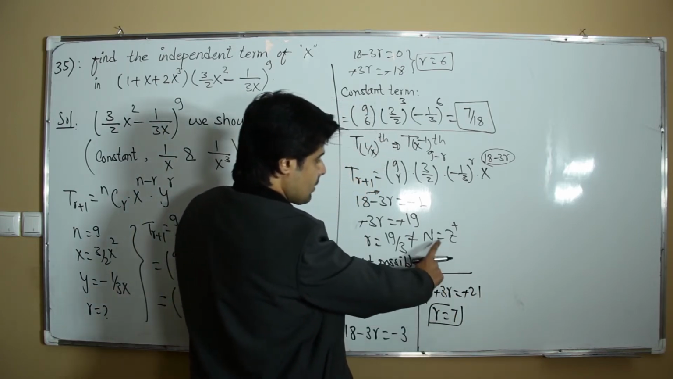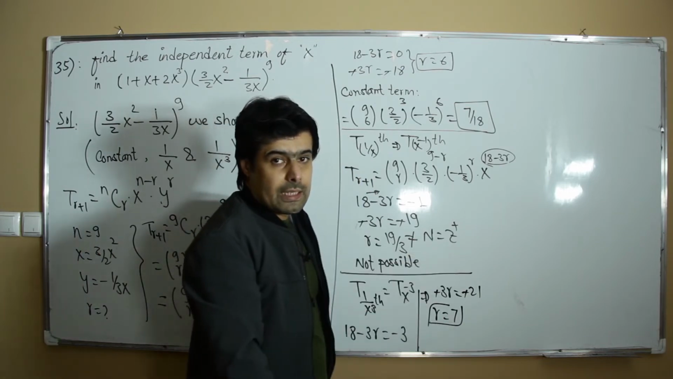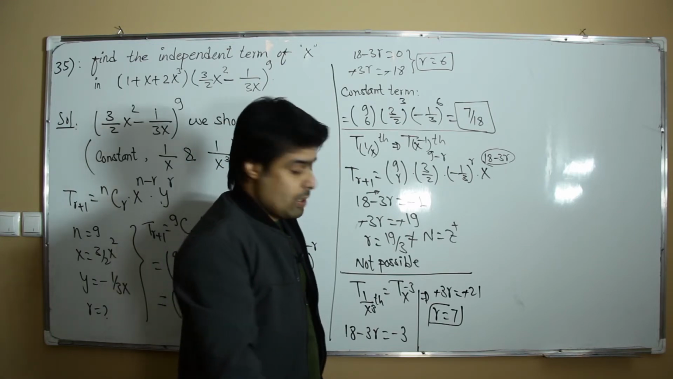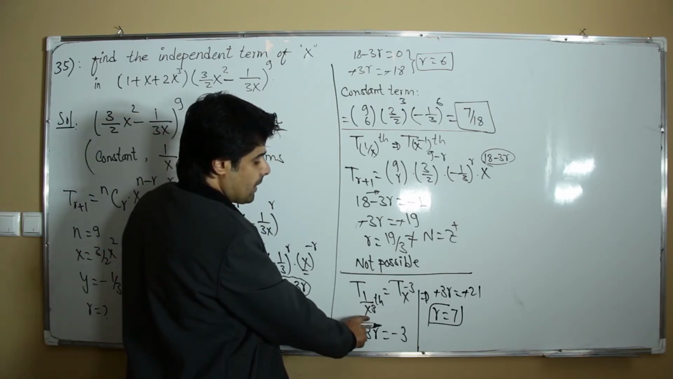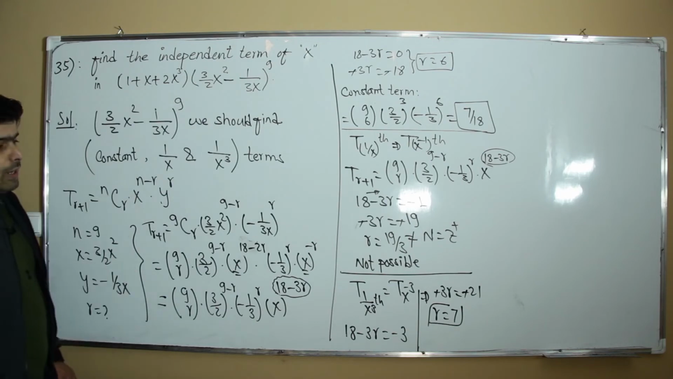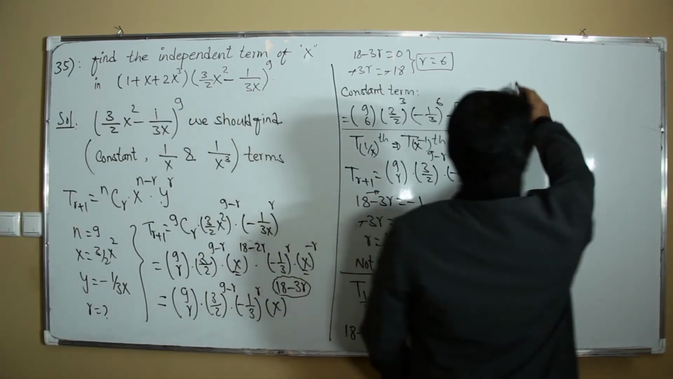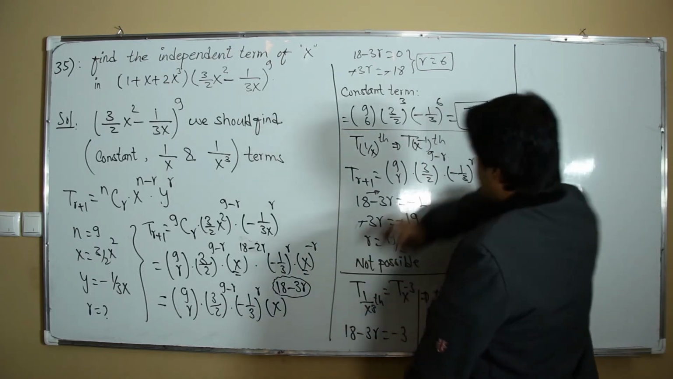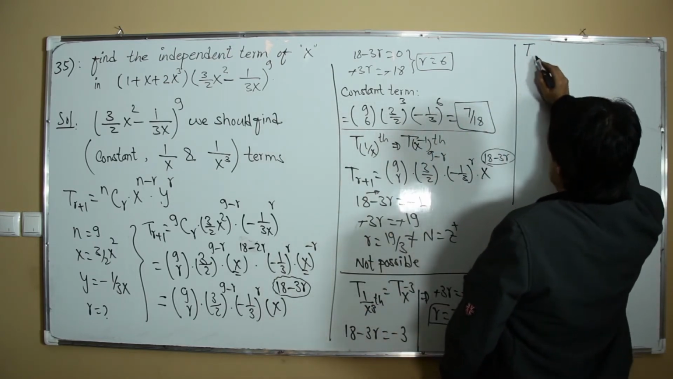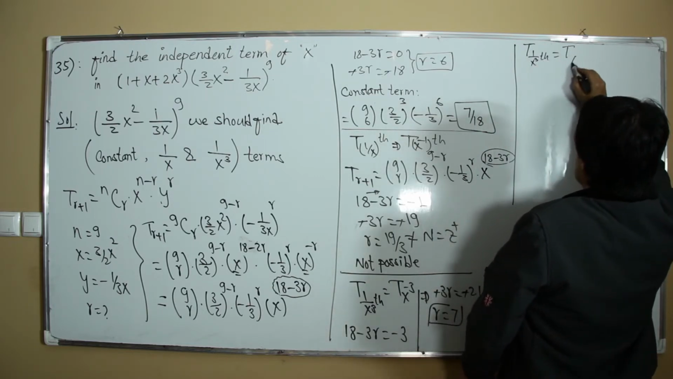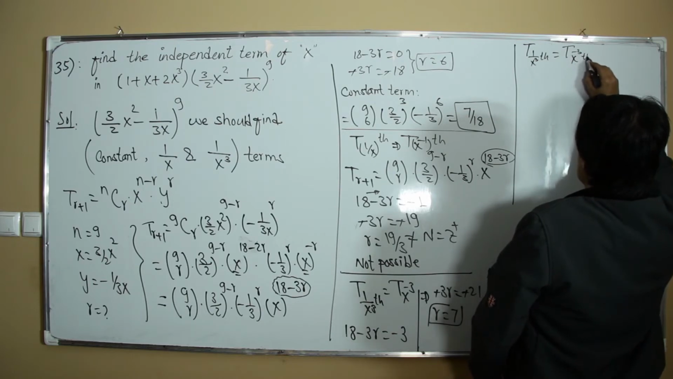Now, is this one a natural or positive integer number? Yes. It means we have a term which has 1 divided by x cubed variable. In which expansion? In this expansion. Now, what is that term? You have to put r equals 7 in this one. The term is, which term? The 1 divided by x cubed term, or T with x to the power minus 3 term.